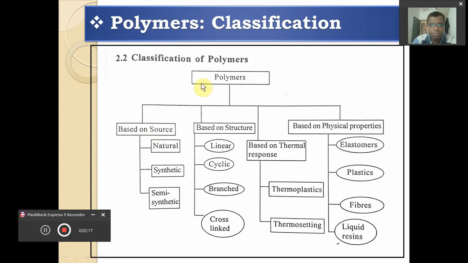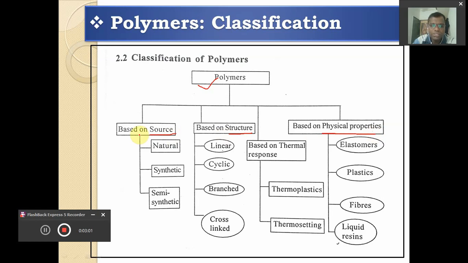Dear friends, in the previous part we already tried to define the polymer. A polymer is a molecule or compound which consists of a large number of monomers joined together by means of covalent bonds. So when a large number of monomers are joined together by covalent bonds, we get a very large molecule, a large compound, and that large molecule is called a polymer. This polymer can be classified on the basis of the source of formation of the polymer, the structure of the polymer, as well as the physical properties of the polymer.